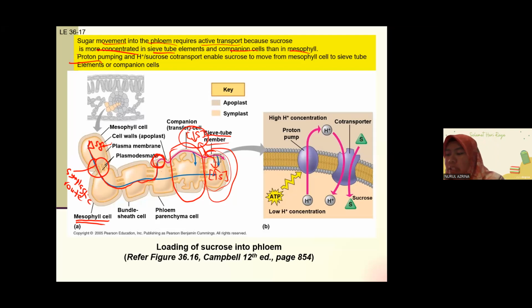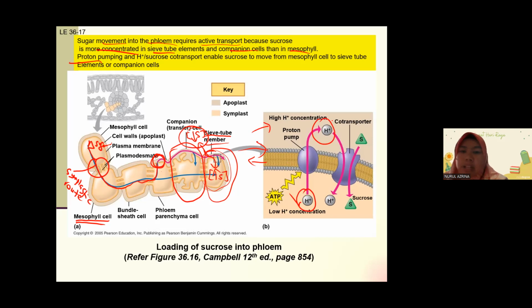I'm not going to detail it out, but I just want to share with you what actually happens. This is the enlarged image of the membrane, and this is the extracellular space of the cell wall. The proton pump actually helps to pump hydrogen ions actively from low concentration in the cytosol to high concentration at the extracellular space of the cell wall.